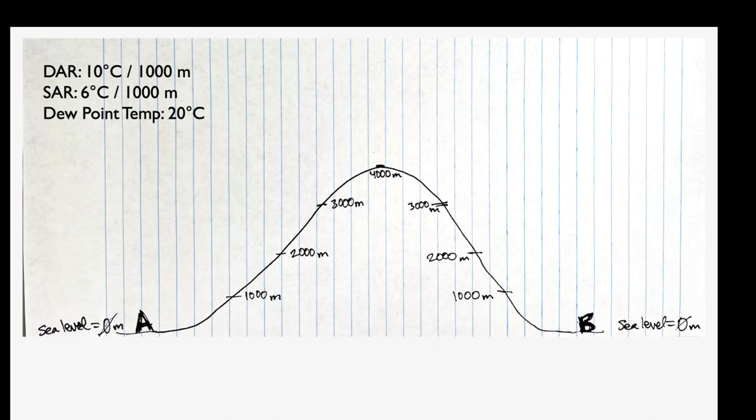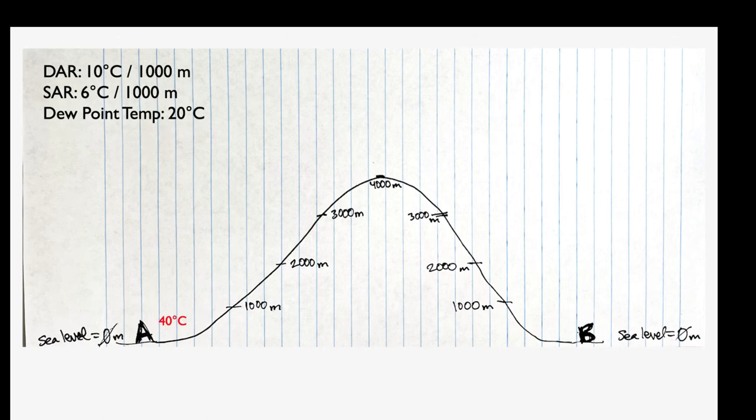Here I've blown up the diagram and added the DAR, SAR, and dew point temperature to the top left corner of the slide. Essentially, we're given the temperature at point A on the left and told to find the temperature at point B on the right. Looking at the hill, we see it increases in altitude from 0 meters to 4,000 meters at 1,000 meter intervals. Let's fill in our starting temperature. Our starting point is 40 degrees Celsius.